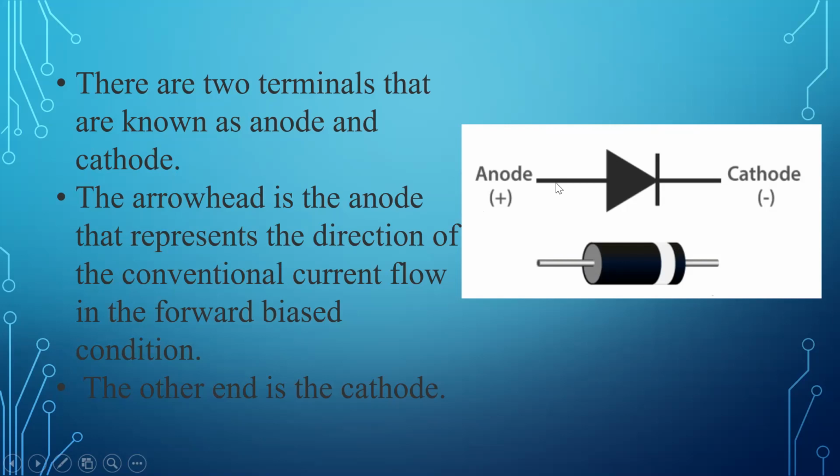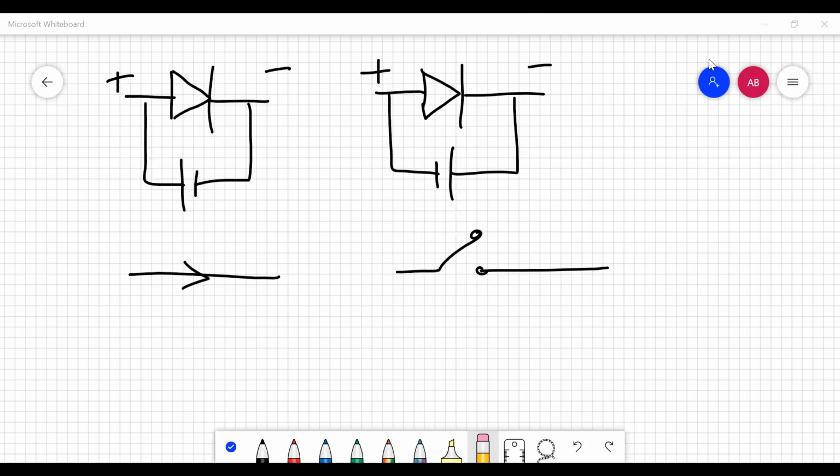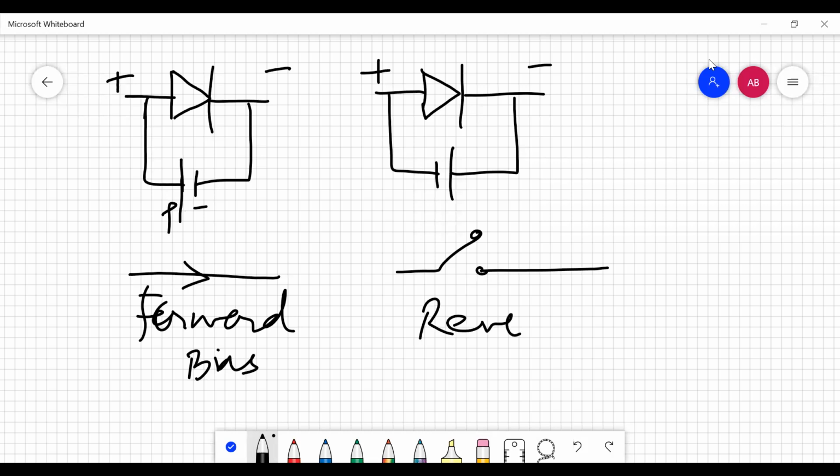When the anode is connected with the positive terminal of the battery and the cathode with the negative, this is called forward biased. And if the anode is connected with the negative terminal and the cathode with the positive, then it is called a reverse biased diode. Here you can see that when this terminal of the battery is positive and this one is negative, the diode acts in forward bias, while when the opposite connections are there, we say that it is in reverse bias.